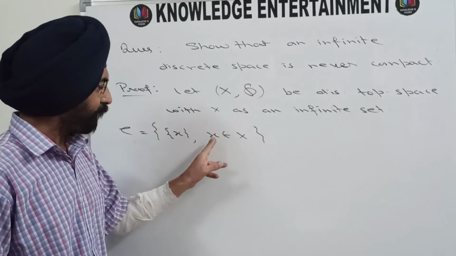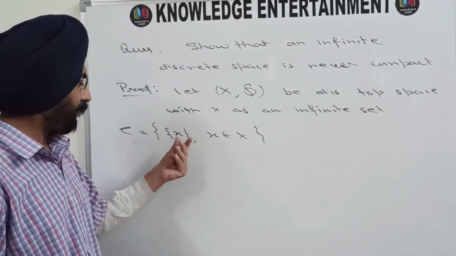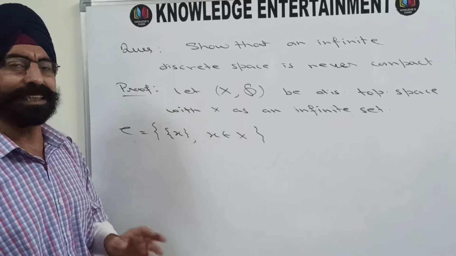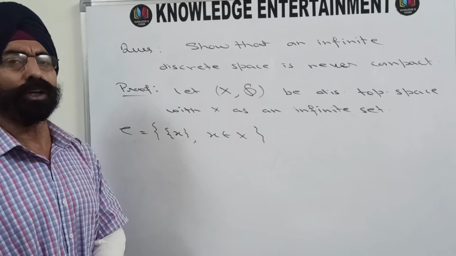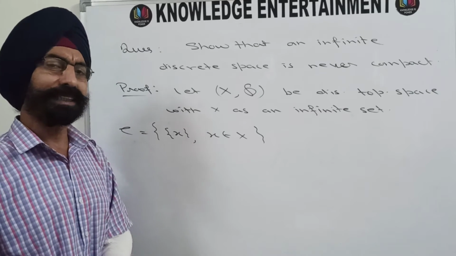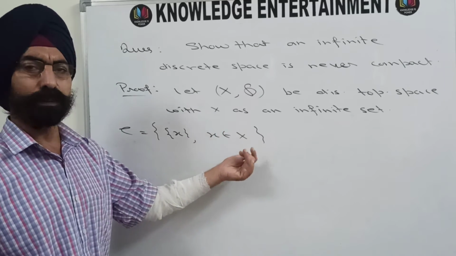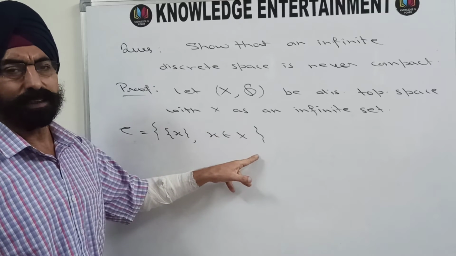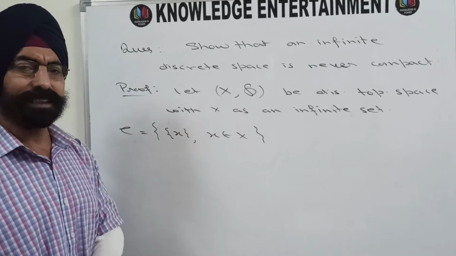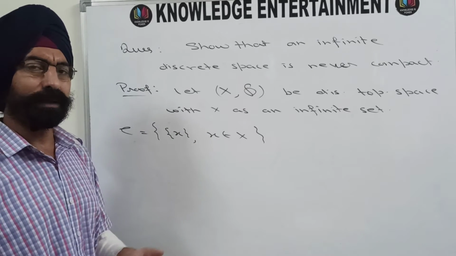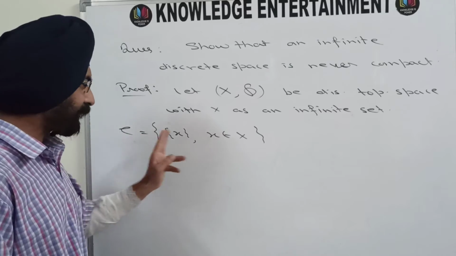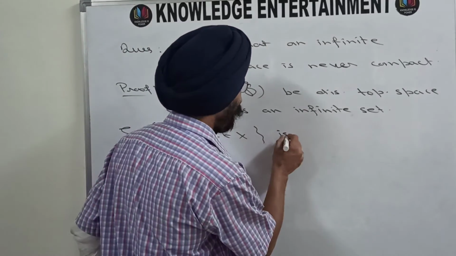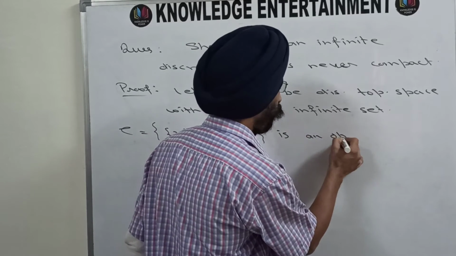Why? Because for every member small x of capital X you have the singleton set {x}, and when you take the union of all such open sets, that means the union of all the possible singleton sets, definitely the whole of the space X will be covered, because you are taking each and every element of the space X and then its singleton set, and when you union them, the whole X will be covered. So C is an open cover of X.